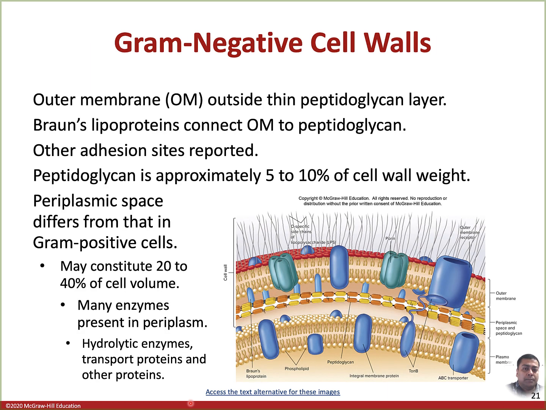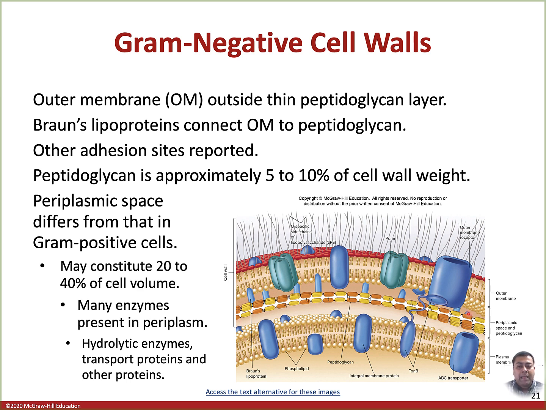So if we look at the gram-negative cell wall, the outer membrane is on the outside of the peptidoglycan layer. You can see right here, this is a thin peptidoglycan layer, and there are some adhesion proteins called Braun's lipoprotein. This Braun's lipoprotein helps the peptidoglycan layer attach to this outer membrane layer, which is made up of different types of lipoproteins as well as lipopolysaccharides.